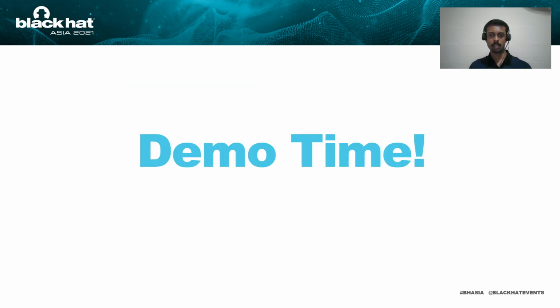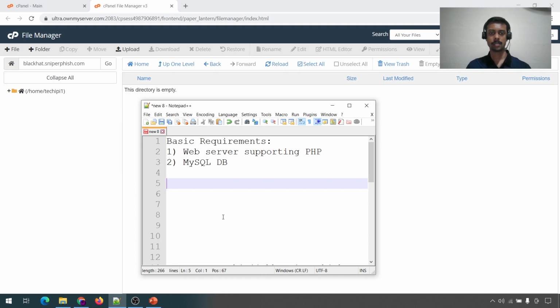It's demo time. First, we can see how we can install SniperPhish. These are the basic requirements for installing SniperPhish. The first is a web server supporting PHP. The second one is a MySQL database. We already have an Apache web server and MySQL database here.